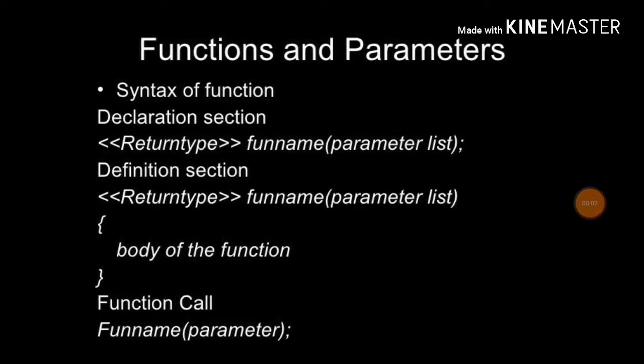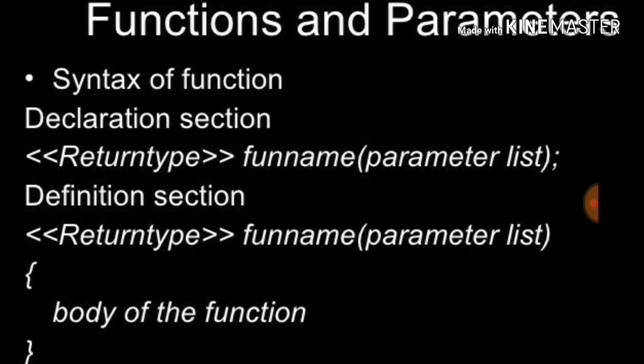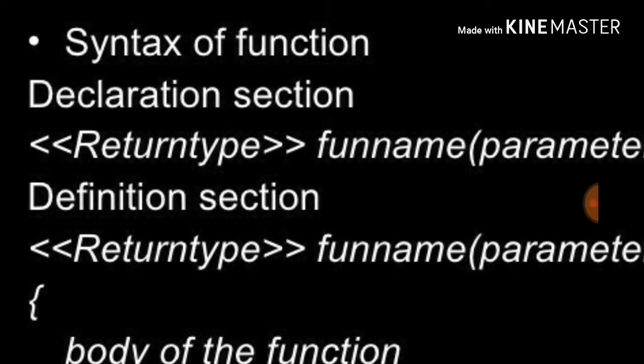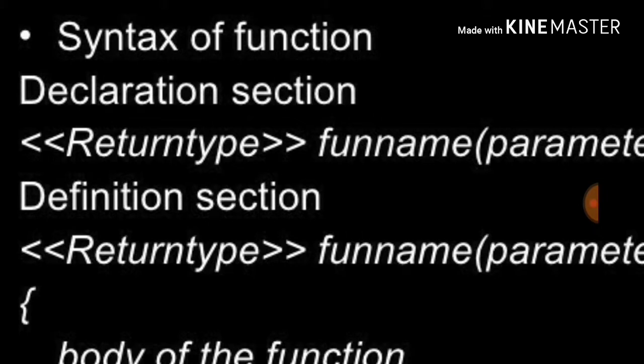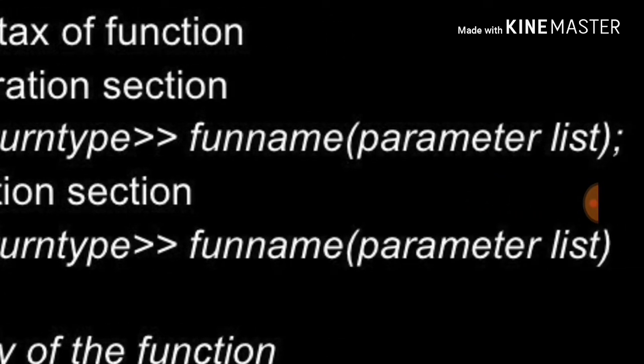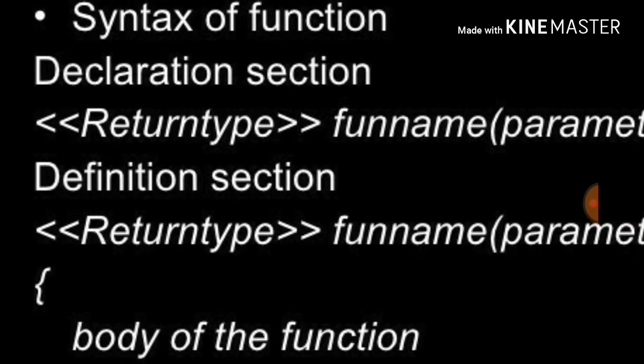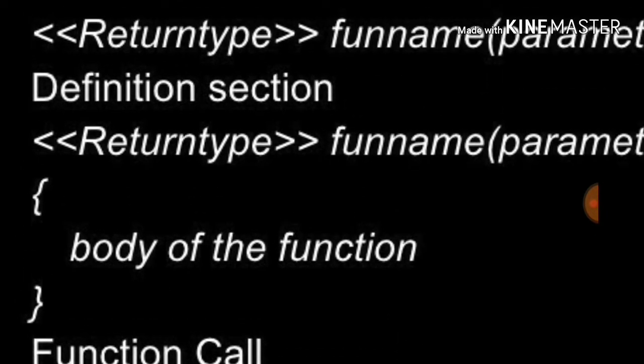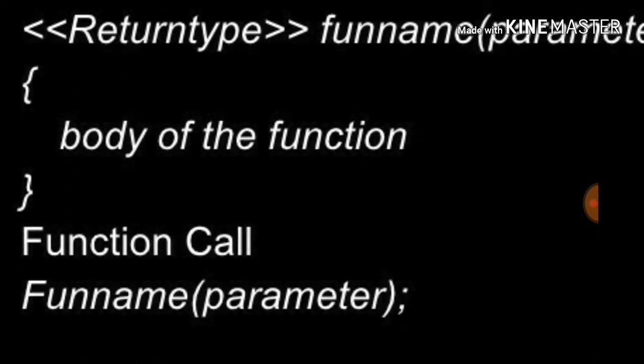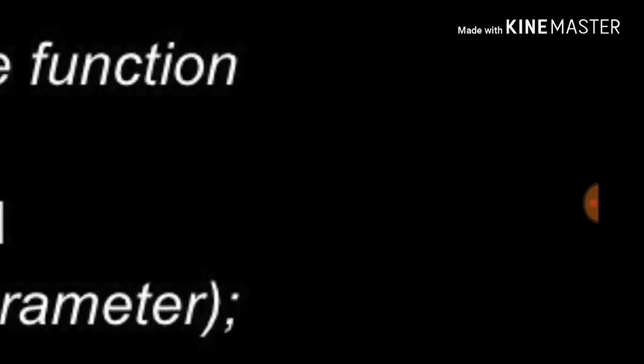Our next topic is functions. So we use a function when we want to reuse some of our statements in the program. So the syntax of a function: first we declare it by its return type, then its name, here it is fun name, and then the parameter list, and then the definition section in which we define the body of the function, and then we can call it whenever we want by passing the parameter.